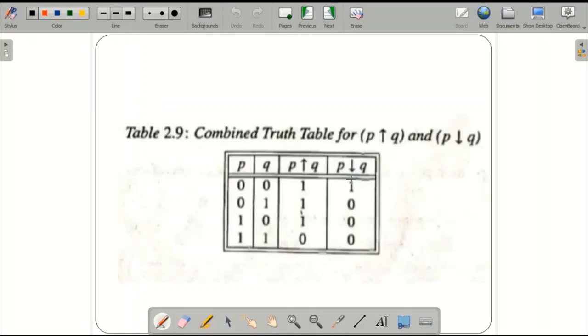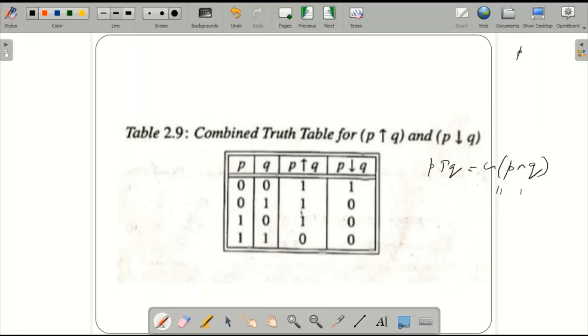So what will the truth table be? What is the meaning of this? P NAND Q is nothing but negation of (P and Q). So you know what P and Q is: it is true only when both are 1. So what will be the not of P and Q? When both are 1, P and Q is 1. Now what will be the not?